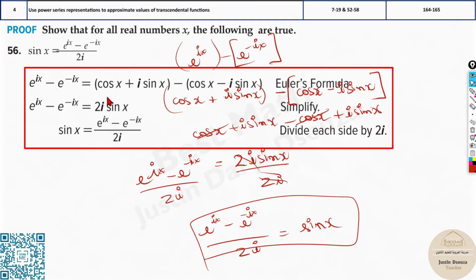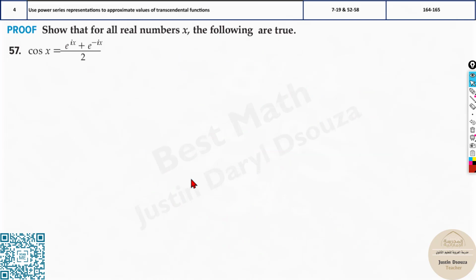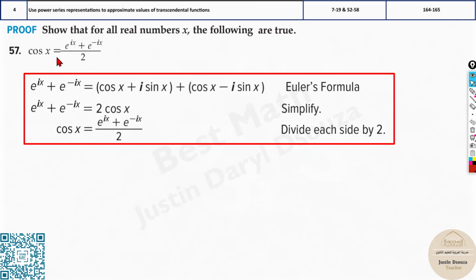They have just taken the two terms, used Euler's formula, and simplified to get this given term. This is what we had to prove. Again, it's a similar thing. I would ask you all to solve it by yourselves. It's just cosine. Same thing: Euler's formula substituted over here and simplify. We get 2 cosine x.